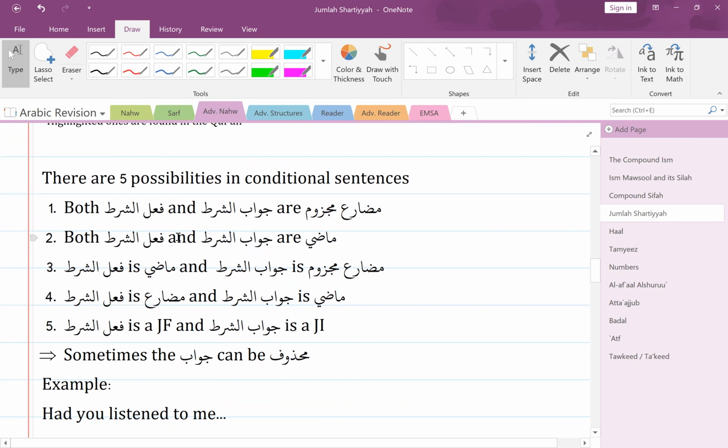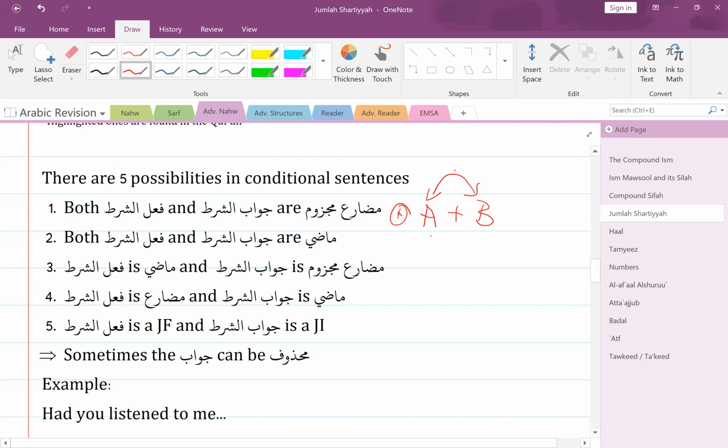When we are dealing with conditional sentences, there are 5 possibilities of how the sentence is going to look. We've said a conditional sentence has 2 parts, part A and part B. Basically, you have the adatu shart, then you have the fi'l shart, which I'm going to call A, and then the jawabu shart, which is going to be part B. The first possibility is that A and B are the same: they're both mudari' majzoom. Possibility number 2 is when they're both madi. So the first part of the condition is fi'l mudari' majzoom, and the second part is fi'l mudari' majzoom.